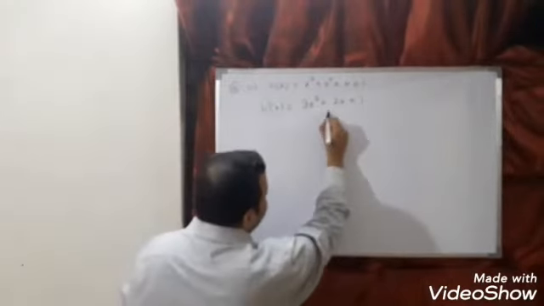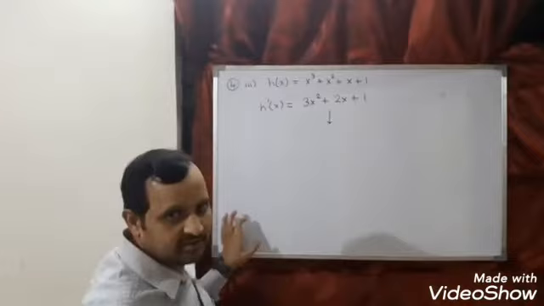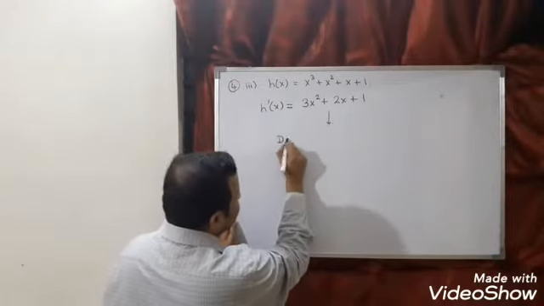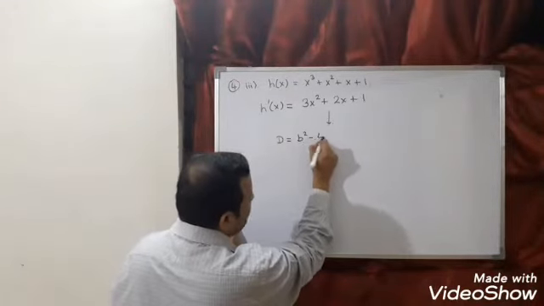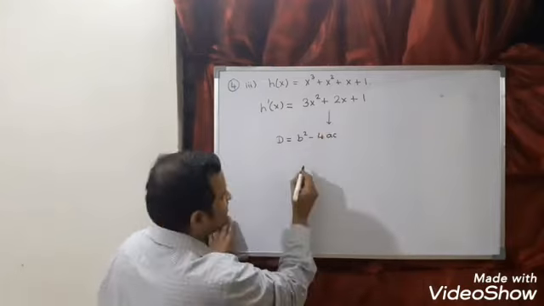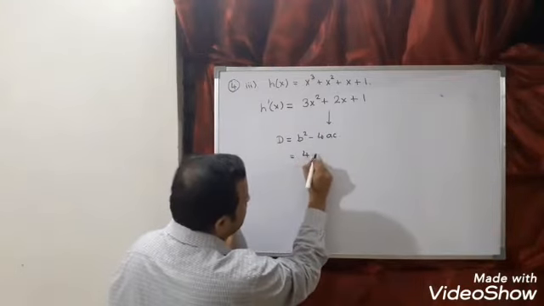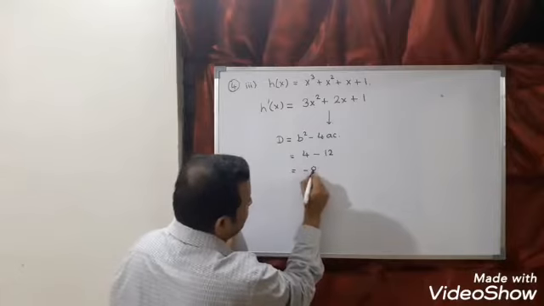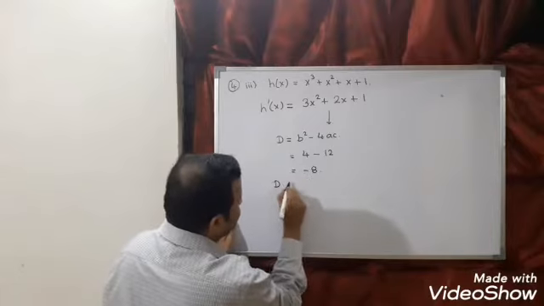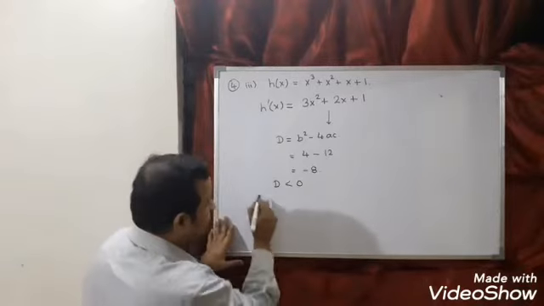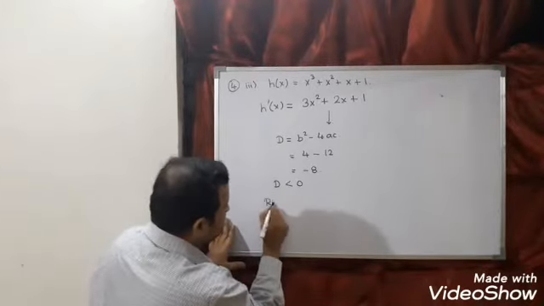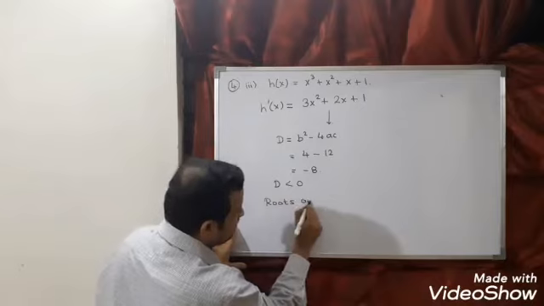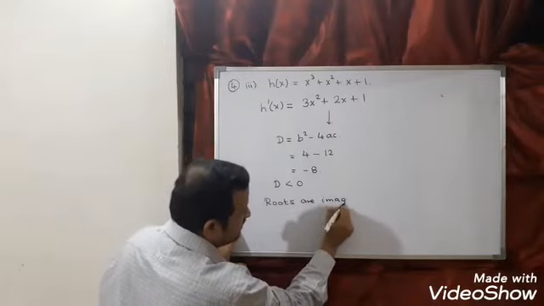Since it is quadratic, let us find the roots. Calculus deals with real numbers, not imaginary. So let us find the roots. D is equal to b square minus 4ac. Find the discriminant. What is b square? 4 minus 12. So 4 minus 12 is minus 8. So we can say D is less than 0. D less than 0 means what? Roots are imaginary.